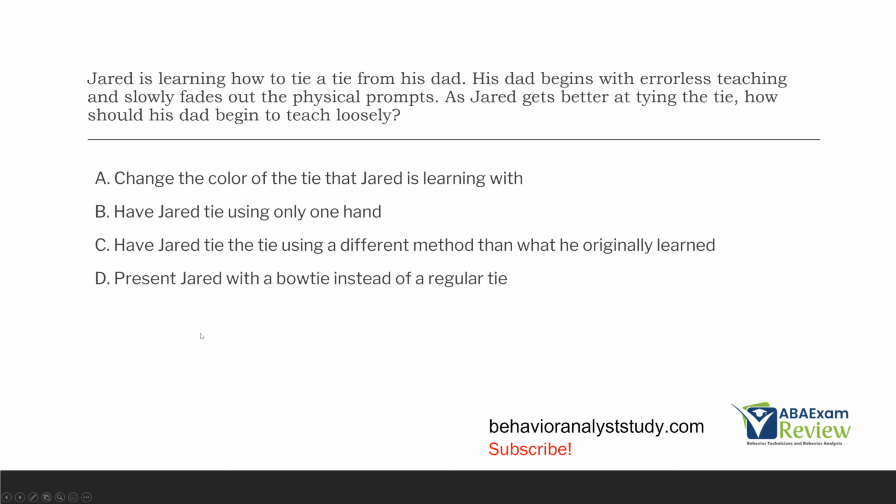And then D, present Jared with a bow tie instead of a regular tie. Now, presenting a bow tie instead of a regular tie, that's a critical aspect, because now that really changes how the response looks. A is the only one that should be non-critical. Color should not be critical for Jared tying that particular tie. So, how should Dad begin to teach loosely? Well, he should change the color of the tie that Jared is learning with.